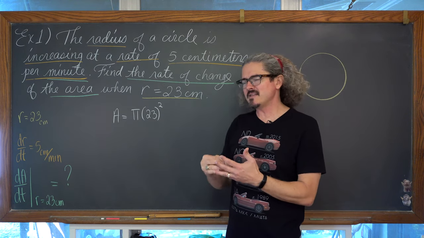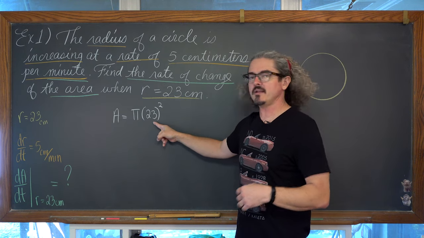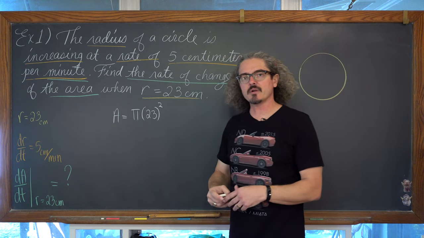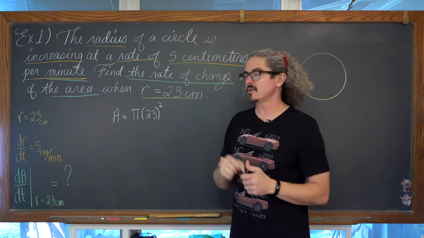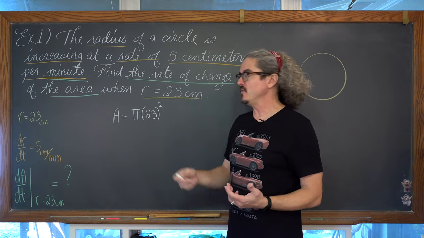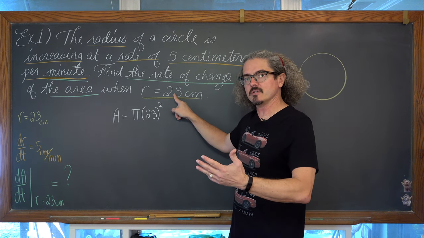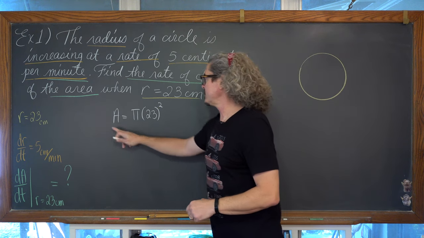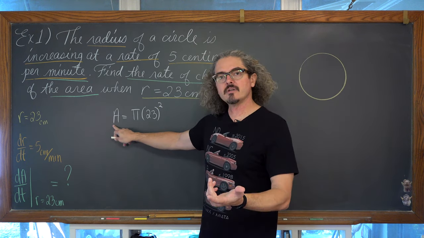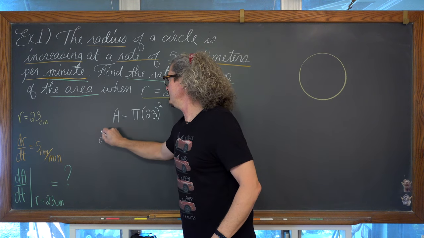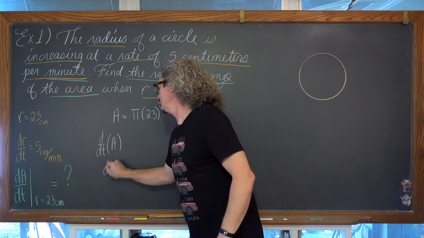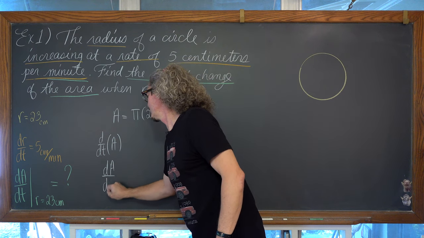And be tempted to plug in the specific radius right off the bat. And I'm not even sure what 23 squared is, because this is not what you want to do. But I want to point out, if you take all the given information and plug it into the formula right off the bat, when you go to take the derivative of both sides, well, the derivative of A with respect to t is going to be, well, dA over dt.